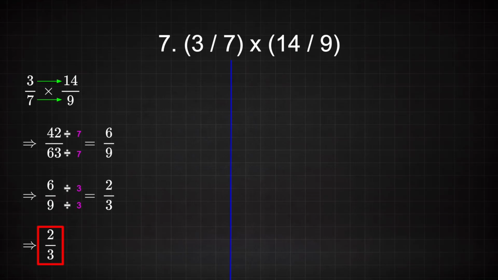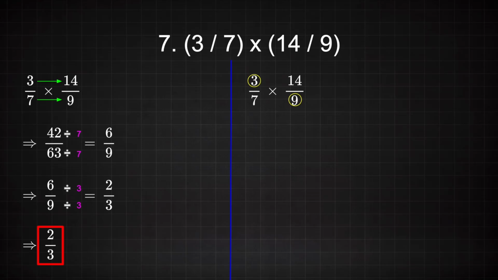Let us now use the second method, cross-cancellation. The method of cross-cancellation is similar to the first in that there is simplification involved. However, the simplification is done before we even multiply. We start off with the same problem, 3 over 7 times 14 over 9. To use cross-cancellation, we first take a look at the 3 and the 9. Ask yourself, is there a number that can fit evenly into both 3 and 9?